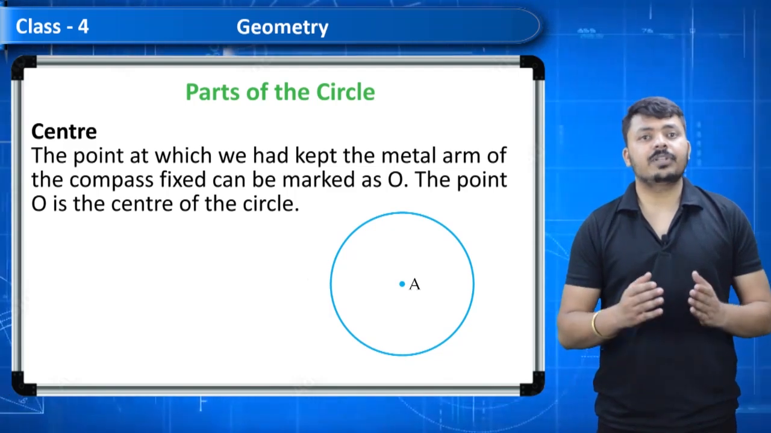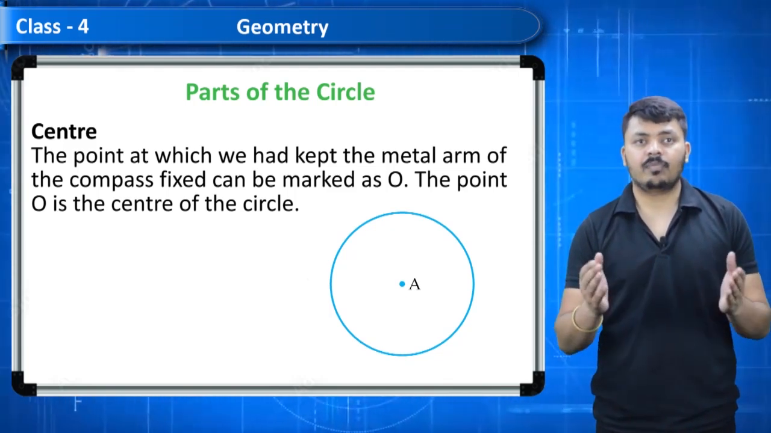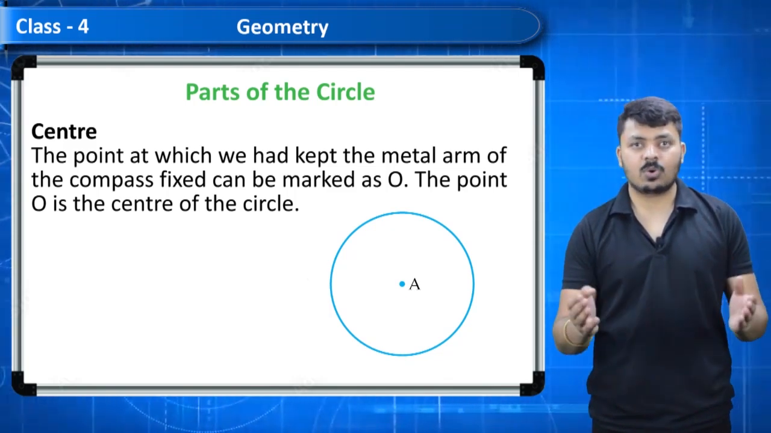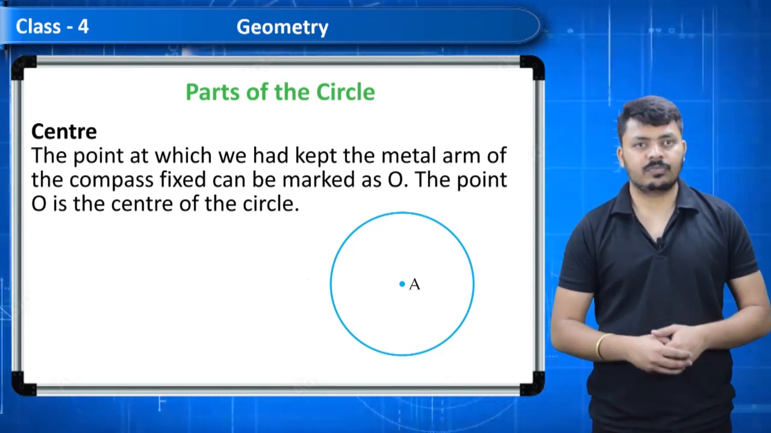Parts of the circle. Center. The point at which we had kept the metal arm of the compass fixed can be marked as O. The point O is called the center of the circle.